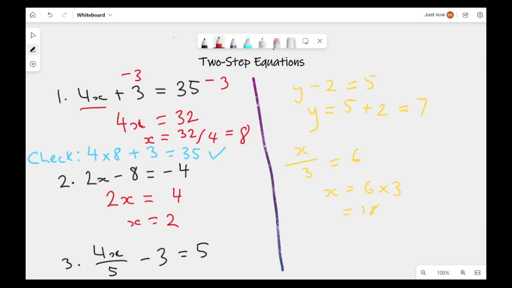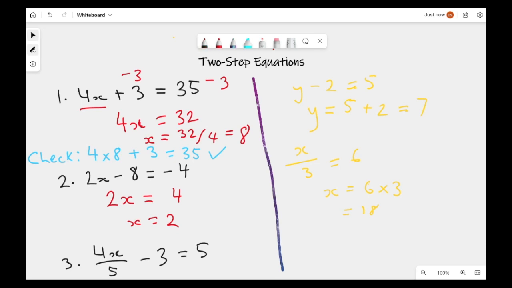We have a value for x, and just to save time, have a go at substituting that into your left-hand side, our 2x minus 8. And if that gives you negative 4, which is the number on the right-hand side, our equation has been satisfied. We've solved it correctly. Now, one more example down the bottom here.